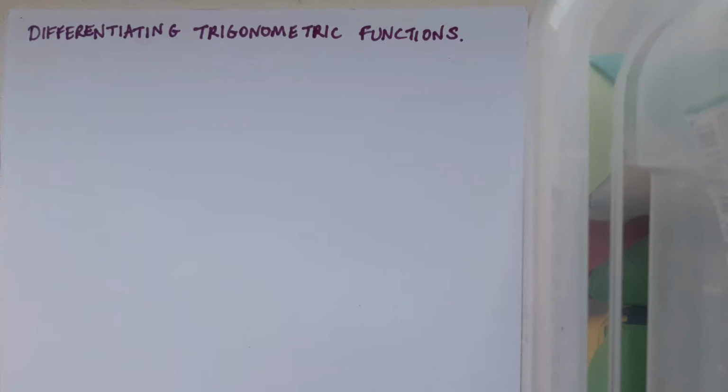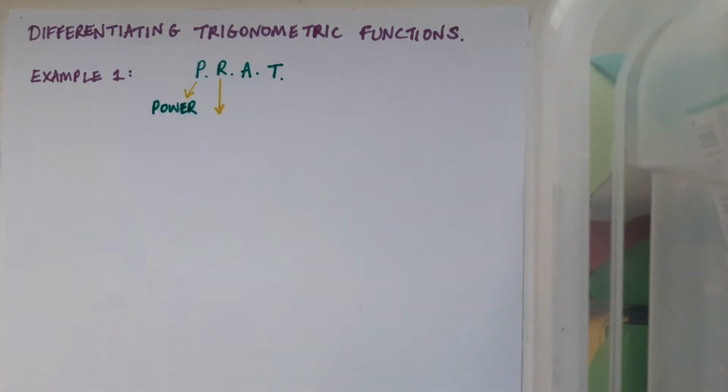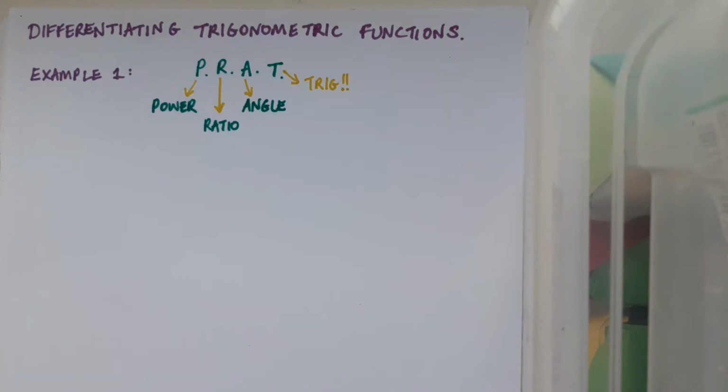This is a quick video on differentiating trig functions. Before we begin our first example, let's first of all discuss an acronym that will help us with differentiation. PRAT. So the P stands for power, the R stands for ratio, and the A stands for angle. The T is just because it's trig. And these are the steps that we need to consider in a differentiation of a trig function, and it's the order in which we'll do them.